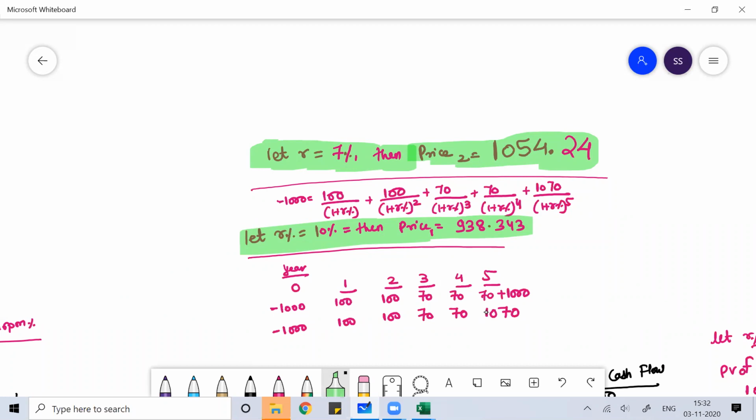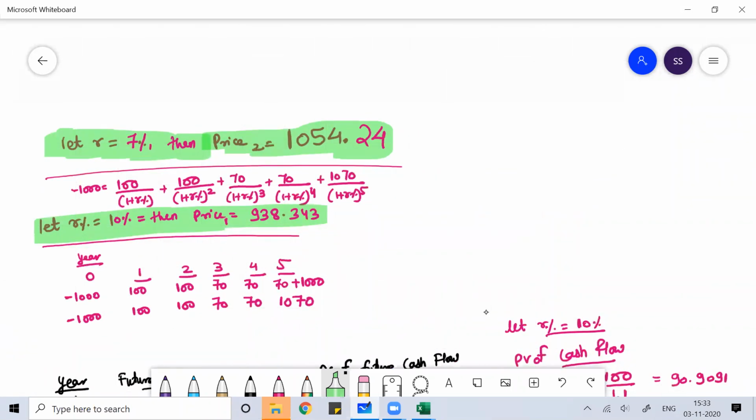So that is what my YTM is all about. There is no direct formula to find YTM. To find the YTM, you have to use the trial and error method. If I take R is equal to 10%, then I'm getting the price as 938.343. And if I take R is equal to 7%, then I'm getting the price as 1054.24. So to get the answer, we use interpolation to find your YTM.